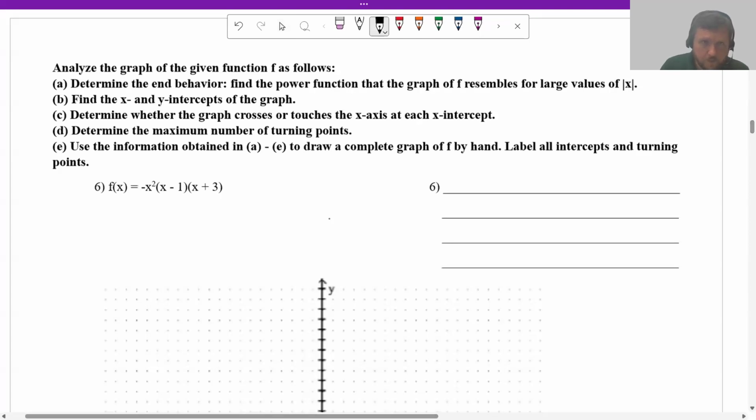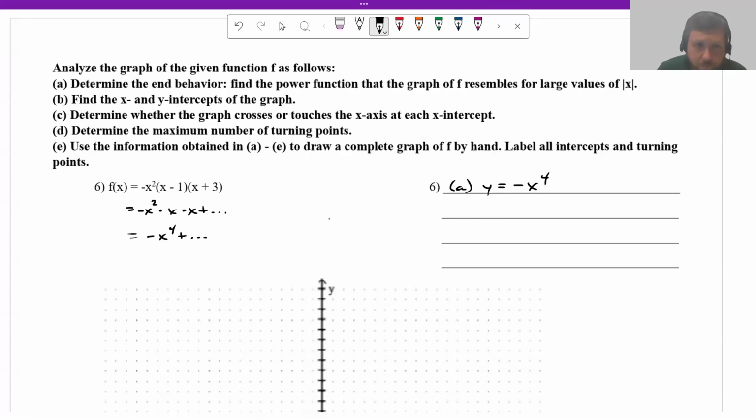So let's see. The end behavior function. Imagine multiplying that out. So I have negative x squared times x plus a bunch of other stuff. Then that gives me negative x to the 4 plus a bunch of other stuff. So my power function for part A is going to be y equals negative x to the 4, right? Just that leading term, and I ignored all the rest of them.